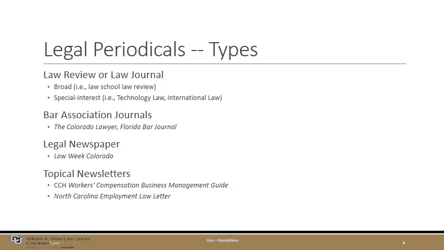Beyond the law school law review or law journal, there are also bar association journals. These would be publications of the state bar association, whether it's a required or an optional one. In Colorado, there is the Colorado Lawyer, which is an excellent source of articles written by practitioners or lawmakers about Colorado legal topics. This could be new legislation or case developments or ways in which to navigate Colorado law.